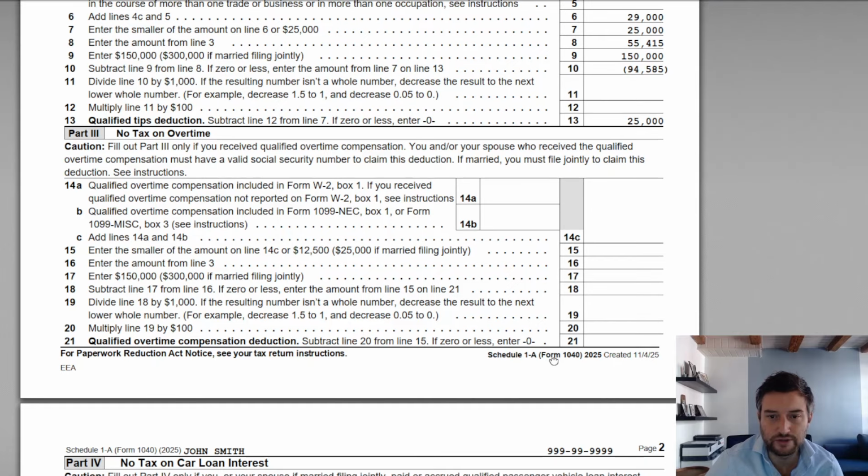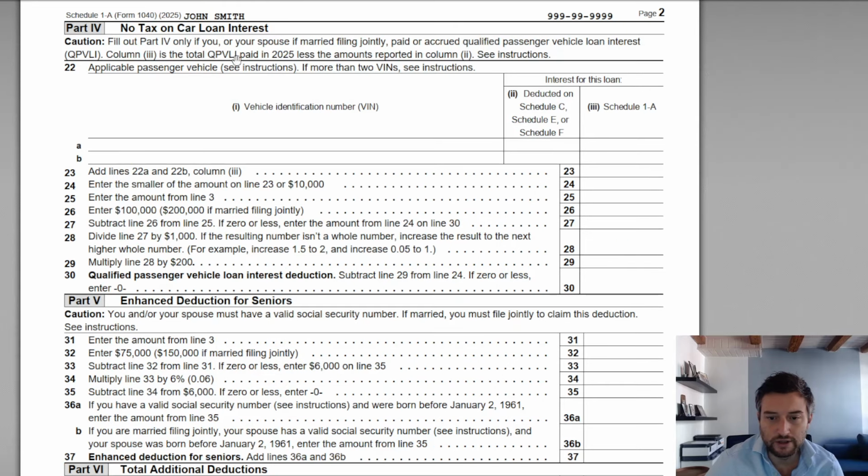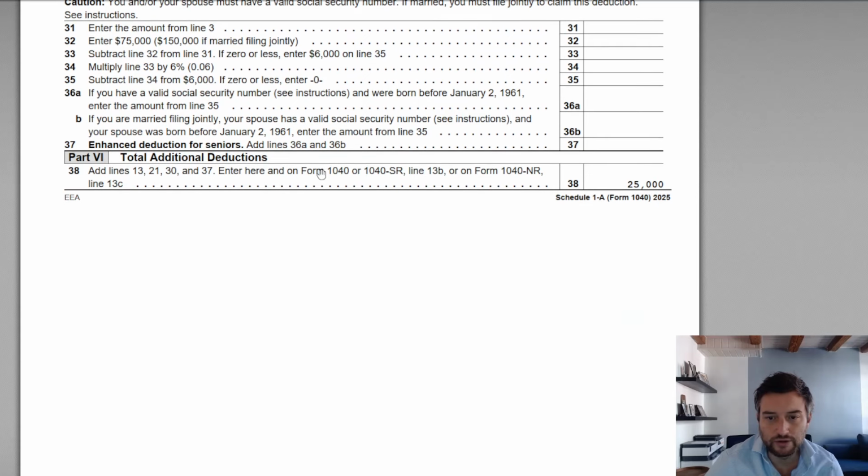In our case, we don't. We don't have any tax on overtime compensation during the year. We don't have any deductions for loan interest. He's not a senior citizen. And so on line 38, our total deductions here is simply going to be the $25,000 figure.